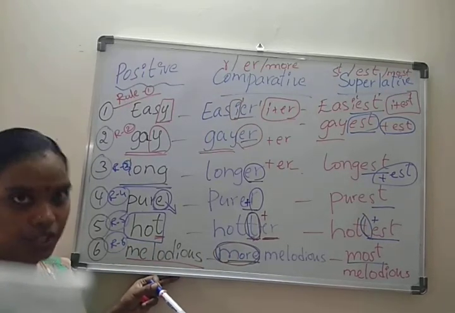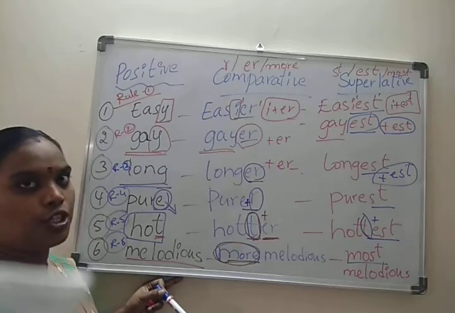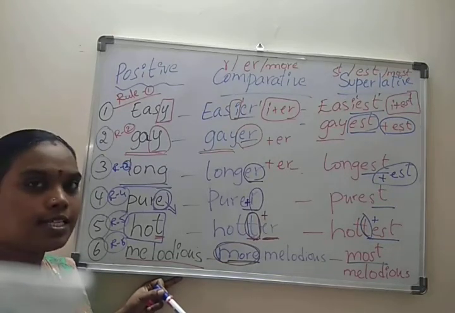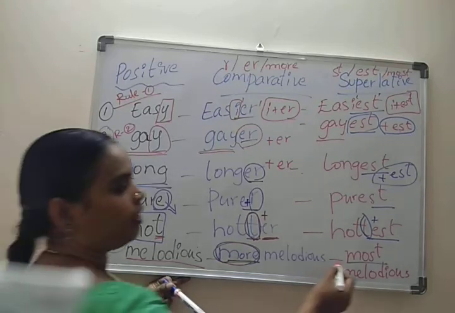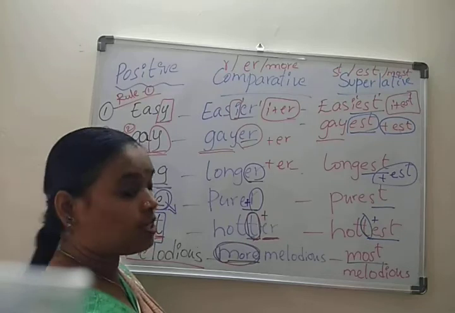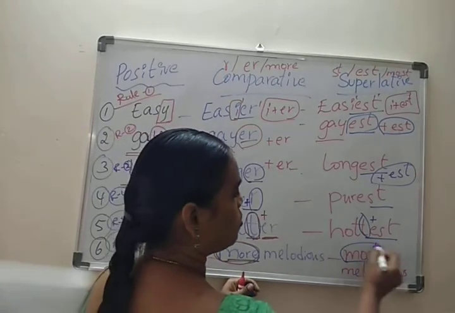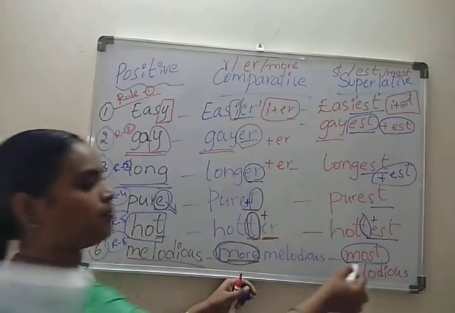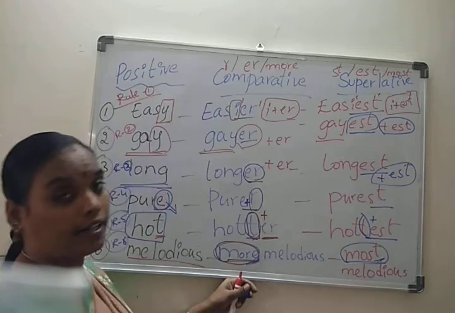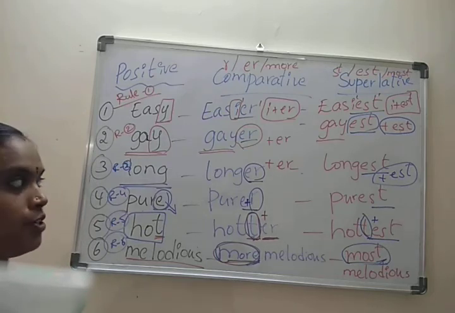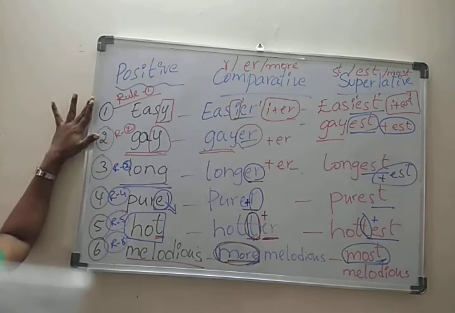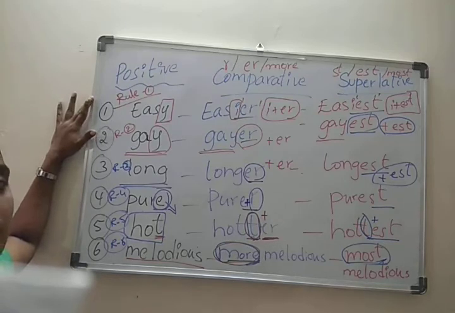Delicious, more delicious. Intelligent, more intelligent. Handsome, more handsome. Beautiful, more beautiful. And one more thing is most. Most is for the superlative. So -est here, and -er here. More melodious and most melodious. More beautiful, most beautiful. These are the 6 rules whenever we are changing a positive word to comparative and superlative.